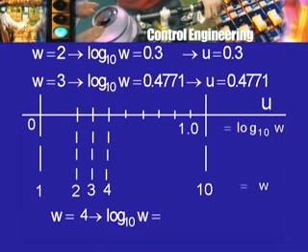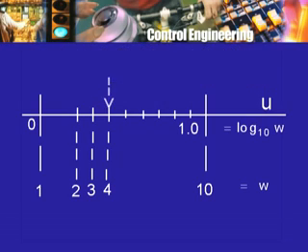What about 4? 4 of course is square of 2. So, the log to the base 10 of 4 is nearly 0.6, and so the point will be here. So, this will correspond to 4. What about 8? 8 is the cube of 2. So, it will correspond to u equal to 0.9. So, it will be very close to the 1 point here. So, here will be 8.